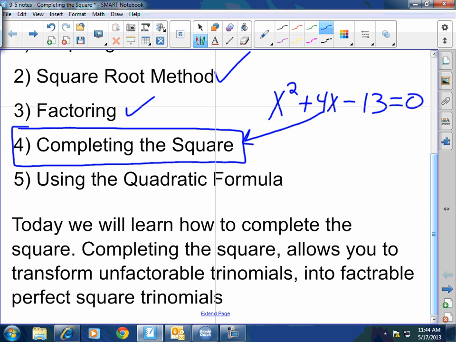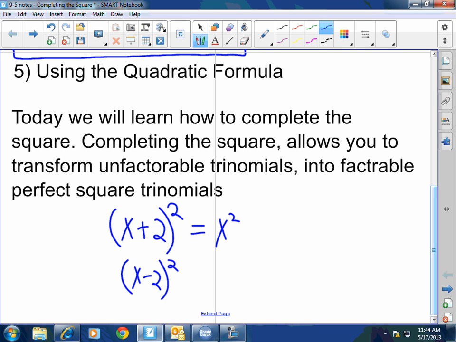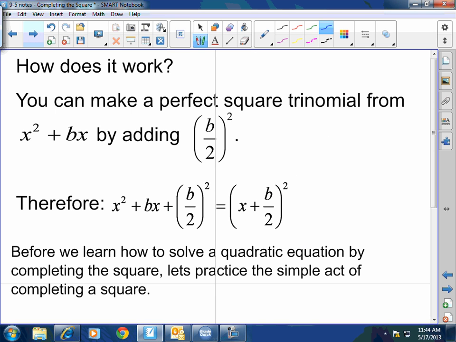Now, when I'm talking about a perfect square, please remember that a perfect square is something like this, guys, or something like this, guys. That's a perfect square. Remember, that comes from the first term squared plus 2 times the first term times the second term plus the second term squared. Okay? That's what we're going to be turning this into, guys. Perfect squares. So that's the goal. Just so you know what the goal is. That's what we're going to be doing. Let's get to it.